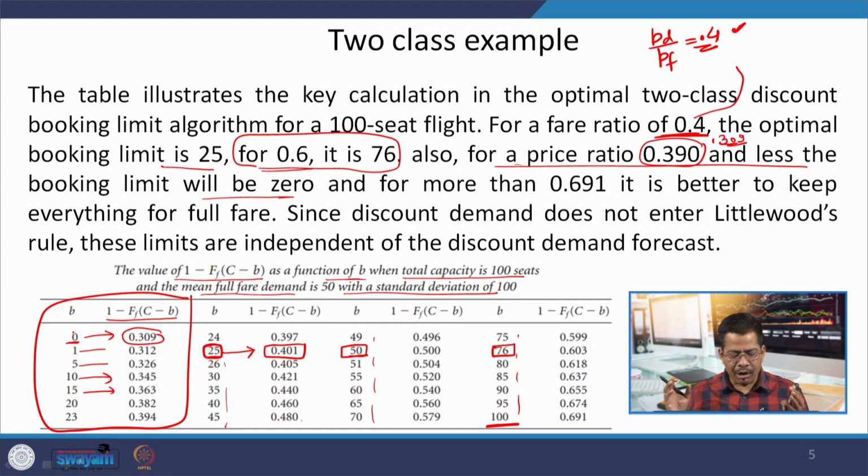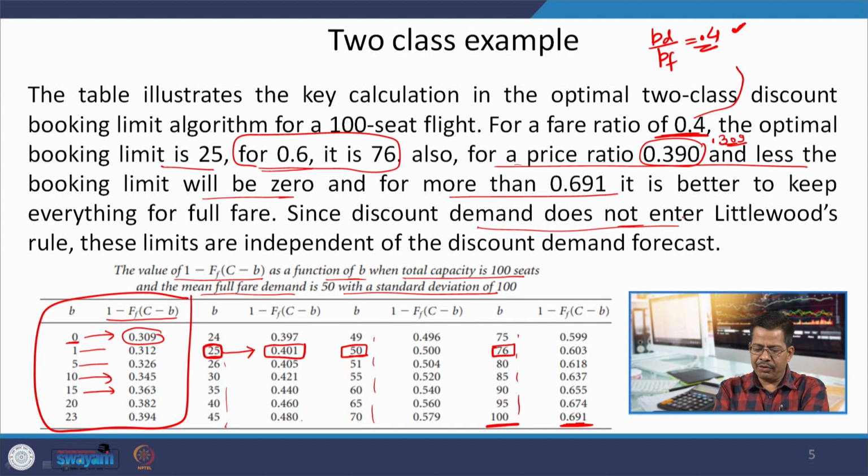You will keep all your capacity for your higher fare class, and for 0.691, it is better to keep all your capacity again for the same type of fare. So, this is a very simple and useful way of knowing how much you are going to keep for your particular booking limit. You just need to calculate for this.